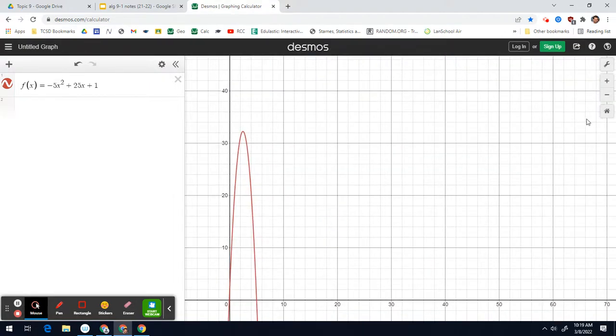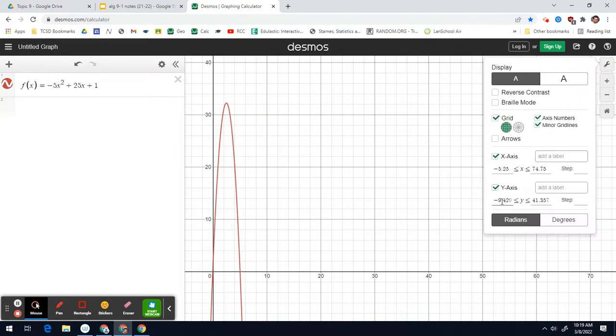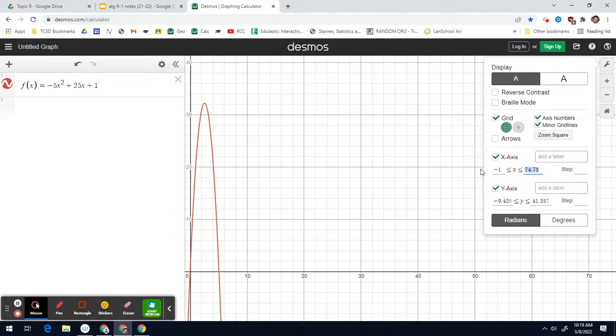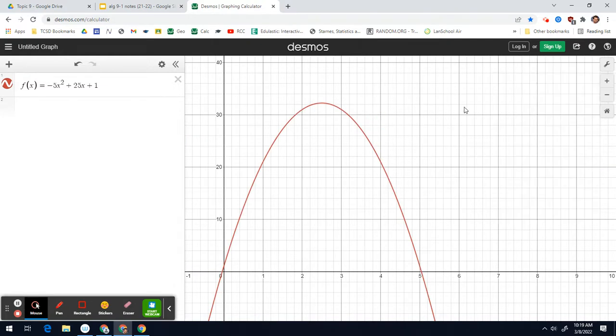I'm actually going to change, and this is more than you need to do, I'm going to leave the y the same, but I'm going to change the x's from -1 to, let's say, 10. So I can see a better picture. There we go. Just looks better.